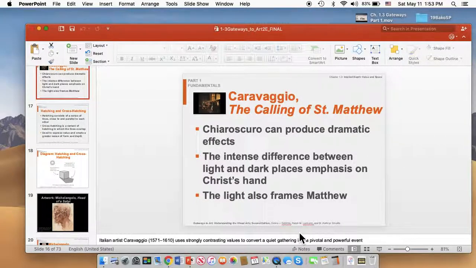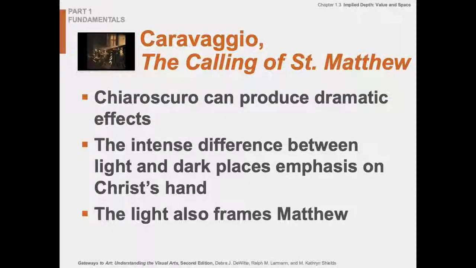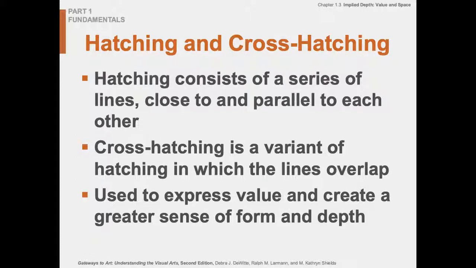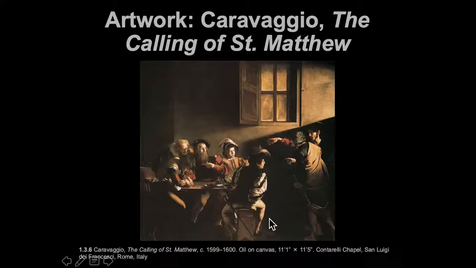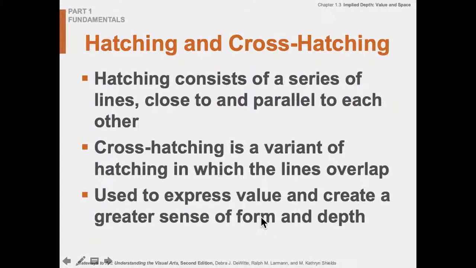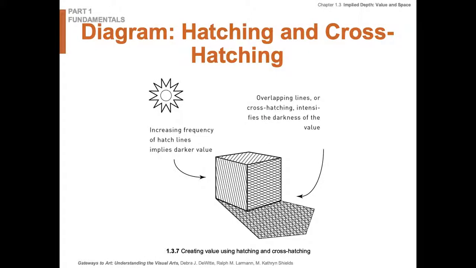Chapter 1.3, part 2. So we talked about value and chiaroscuro, and then briefly crossing and hatching, and cross-hatching is another way. It's not as soft. If you look back at Caravaggio, you see the softness and the blending here. There's also a way to use line to create a sense of value.